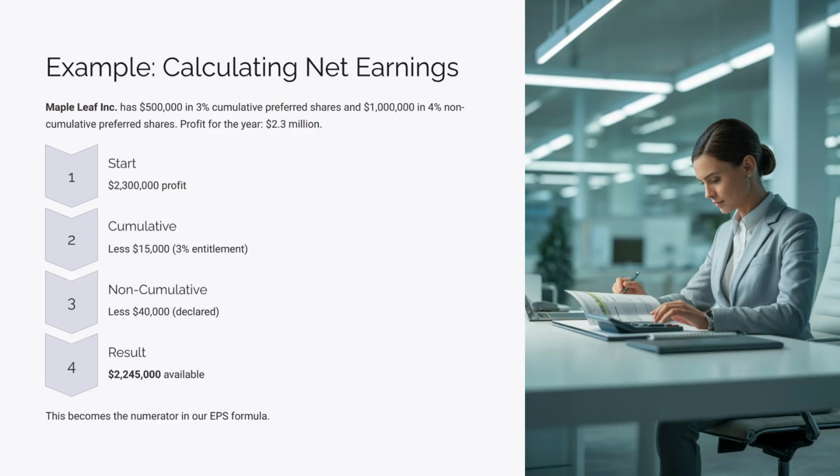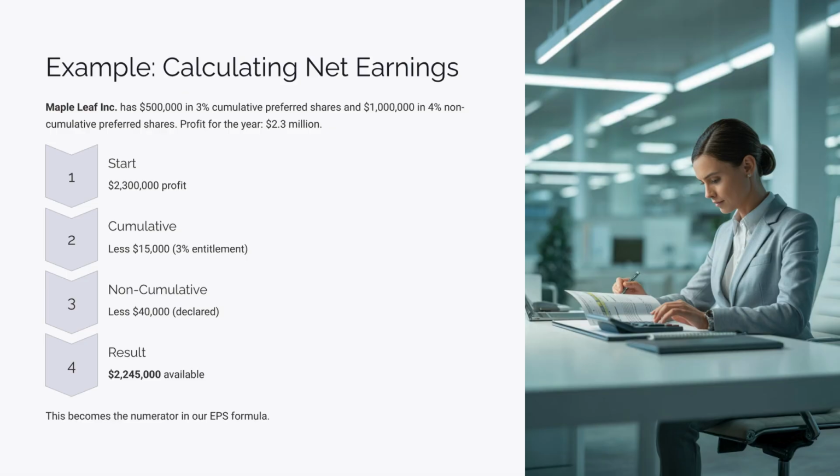Let's make that concrete with a simple example. Imagine Maple Leaf Incorporated has $500,000 in 3% cumulative preferred shares and $1 million in 4% non-cumulative preferred shares. Its profit for the year is $2.3 million. For the cumulative preferreds, $500,000 times 3% equals $15,000. For the non-cumulative preferreds, assume $40,000 was declared during the year. So $2,300,000 minus $15,000 minus $40,000 equals $2,245,000 available to common shareholders. That's the numerator of our EPS formula.